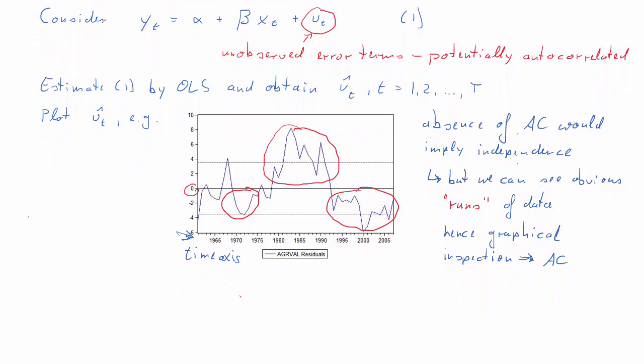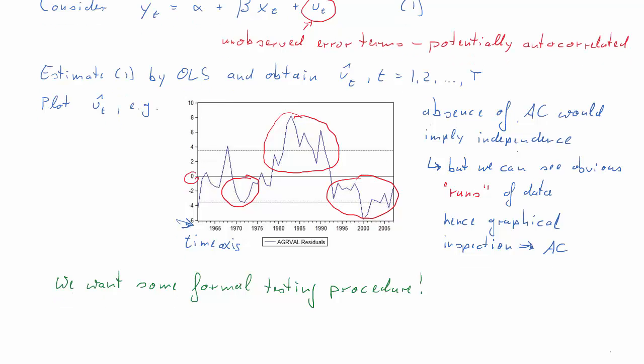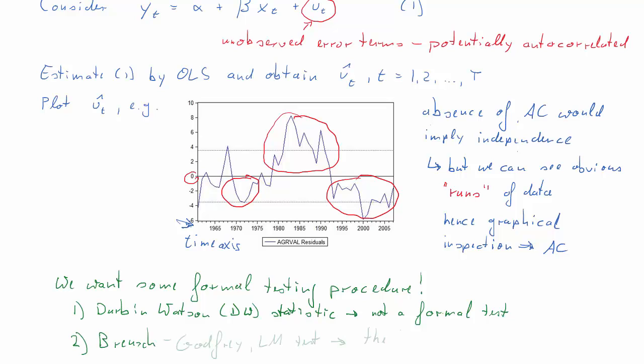However, graphical inspection will not always yield such a clear result, and what we are really after is a formal way of testing for autocorrelation. In this clip, I will talk about two different procedures. The first one is the Durbin-Watson statistic. It will, however, turn out that this is not useful as a formal testing procedure. The second is the Breusch-Godfrey test, or LM test, and this is the go-to test we will use to test for autocorrelation.